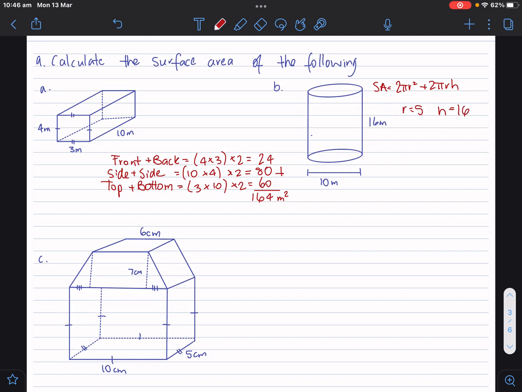I always like to write that down so I don't sub in the wrong values. So surface area is going to equal 2 times pi times the radius, which is 5, squared, plus 2 times pi times the radius, which is 5, times the height, which is 16.